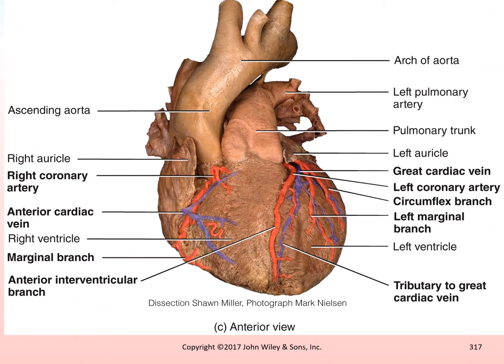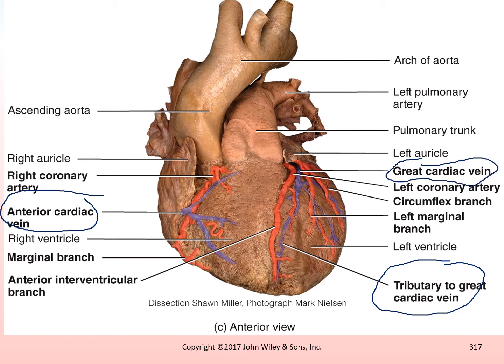So the blue ones, such as the anterior cardiac vein right there, and this blood vessel that's feeding the great cardiac vein up here, these are spent blood. The red ones are fresh blood. The red is delivering blood to the heart from the aorta, for example, this direction. And then the blue one is returning blood to the heart.